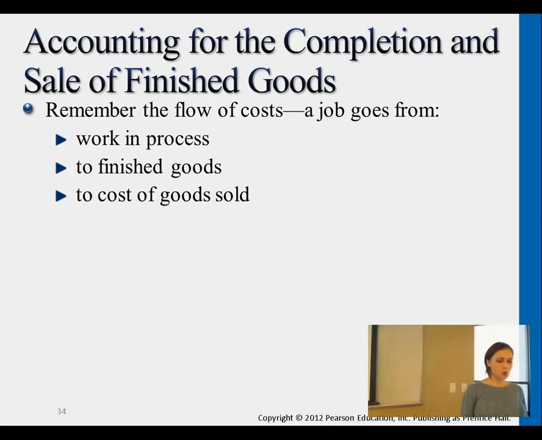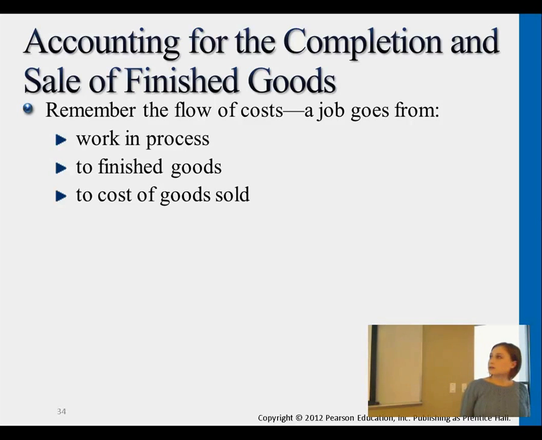When the job is completed, we need to make some records. We need to write down that the job is completed, and that this is the cost of goods of the job transferred from work in process to finished goods, and then from finished goods to cost of goods sold. Okay?